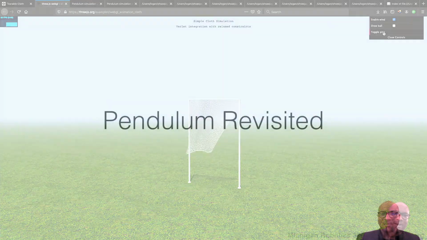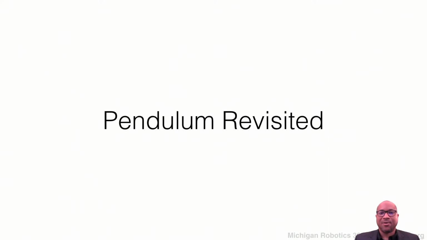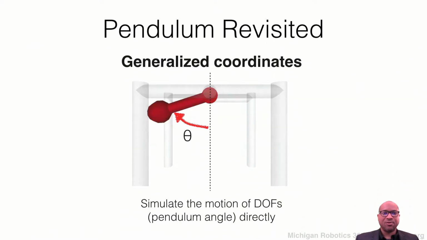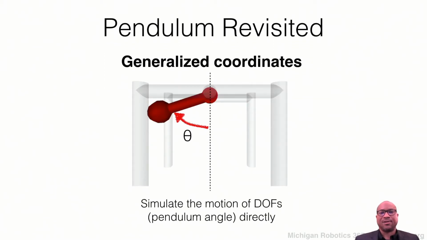Then we bring them all back. This suggests that we could also come back and revisit the pendulum that we covered last lecture. And in this pendulum, what we should note is we used what was called generalized coordinates. That means we were simulating the motion of the robot arm, the simple pendulum here, strictly with respect to its own degrees of freedom.